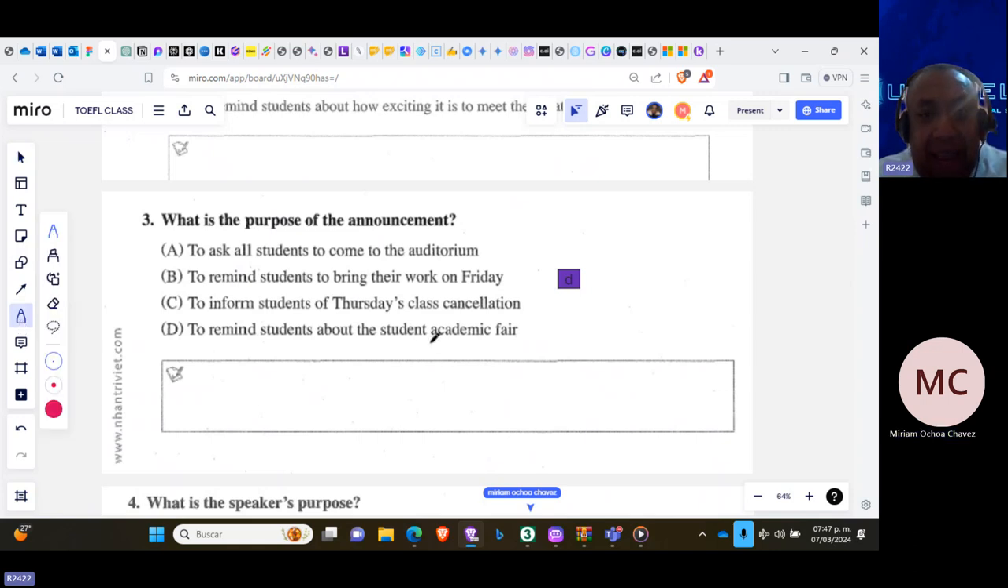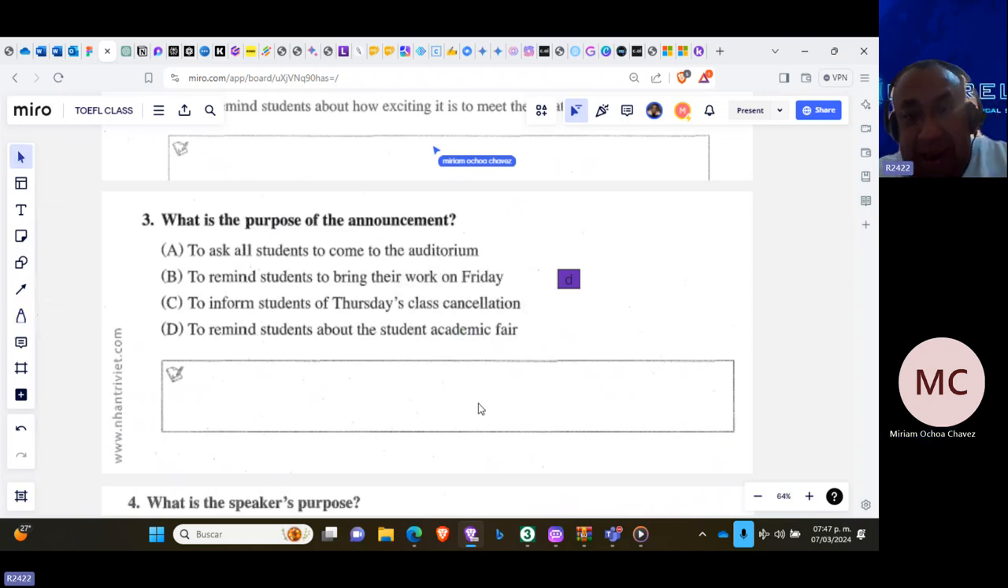Mira, what does this mean? Academic fair. What does that mean? Academia. Very good. Una feria académica. Very good.